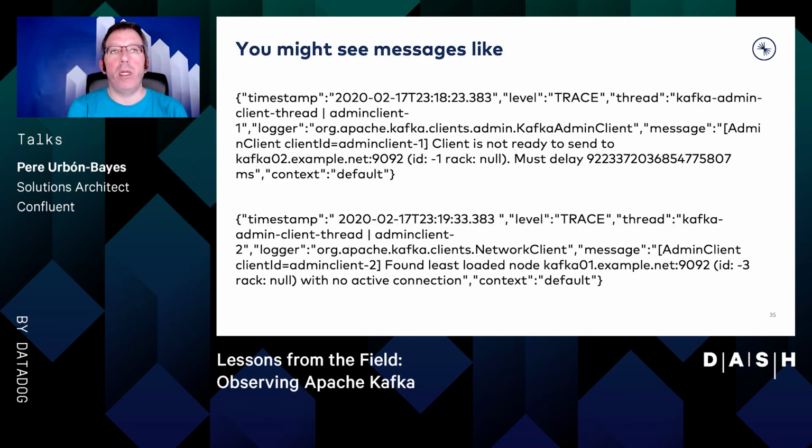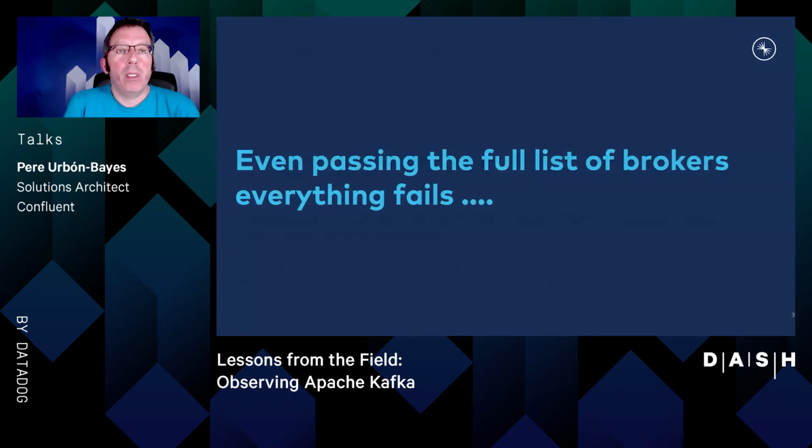You have actually seen this kind of log: client is not ready to send, blah, blah, blah, max delayed, big number of milliseconds, and a second line very similar. This was an indication that something was going wrong with the client. By the way, this is the admin client, but it could be any other client. At the end, the admin client is using the same classes as the network client to talk to the brokers and fetch the metadata. And you thought, okay, I'm only giving it one broker, so let's give it the full list of brokers. Everything still fails.